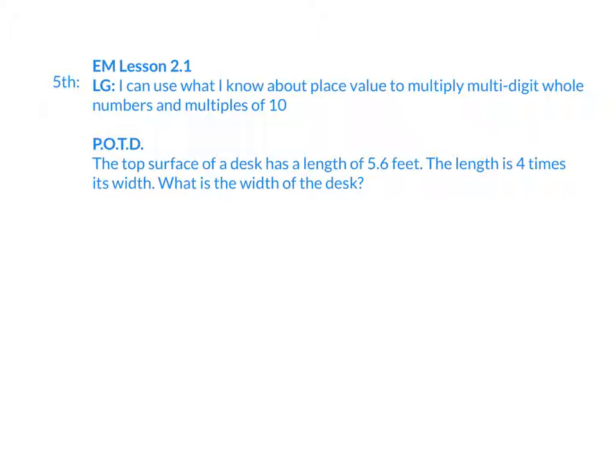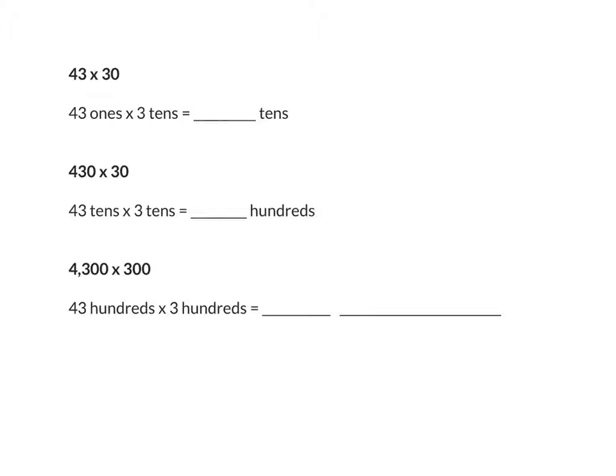You're like, Miss O, I know how to do this. I just add zeros at the end. Maybe, but we're going to see why, and you have to be able to explain how it works, okay? If we have the math problem, 43 times 30, we can start by writing it down. Then we could think to ourselves, that is 43 ones times 3 tens.